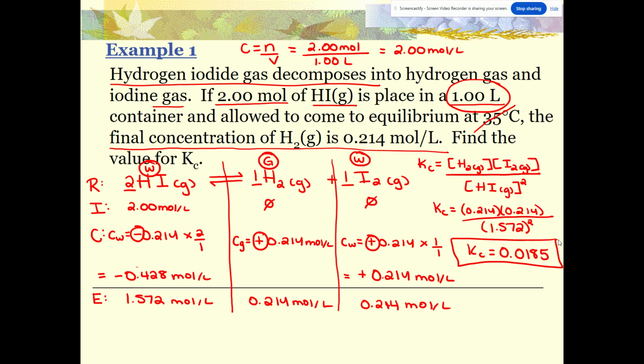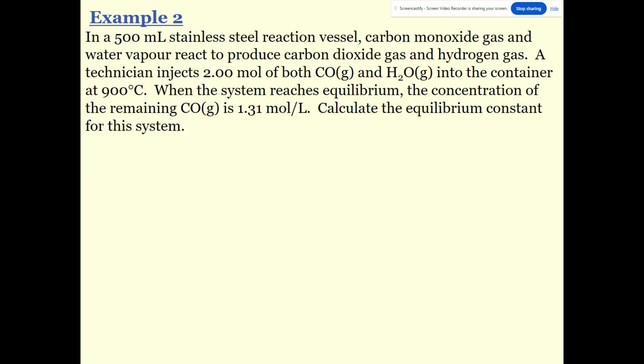Okay? So that is our first example. Again, starting with the initial concentrations of everything, the equilibrium of one substance, so we can be given the change of one substance to find the change of the others, and then take the initials and apply the change to get the equilibrium. Let's look at another example. So let's say we have a 500 milliliter, I'm going to need to convert that into liters, is reacting in a reaction vessel. We have carbon monoxide and water vapor reacting to produce carbon dioxide and hydrogen gas.